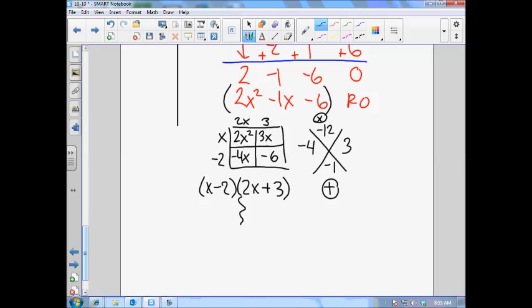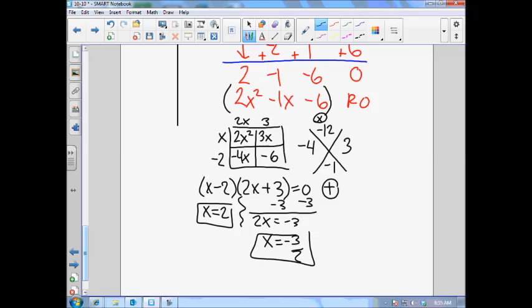Set them equal to 0. So this one's x equals positive 2. This one we have to do a little work to set it equal to 0. Subtract 3. Oh, shoot. We get x equals negative 3 halves. And don't forget, at the very beginning, you had x equals negative 1.